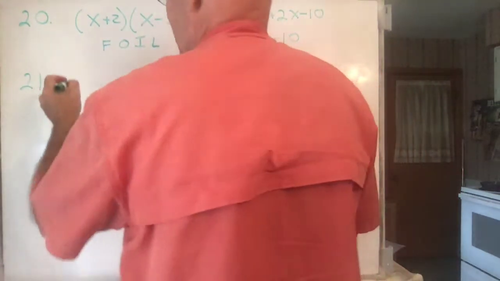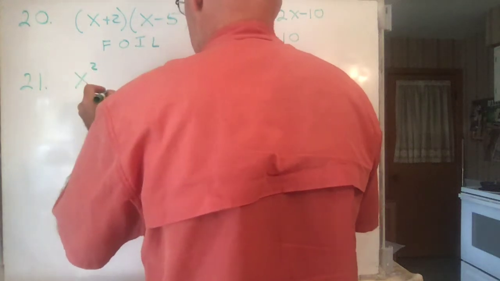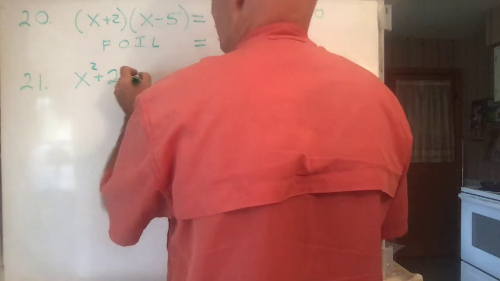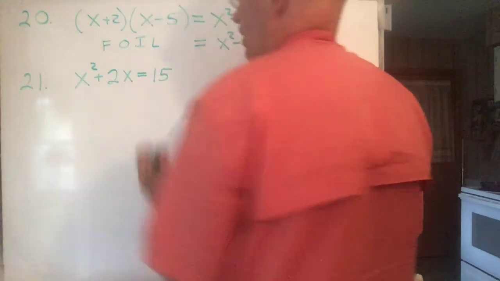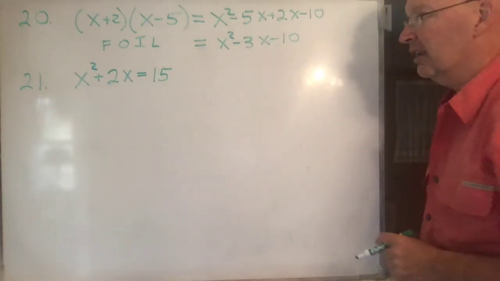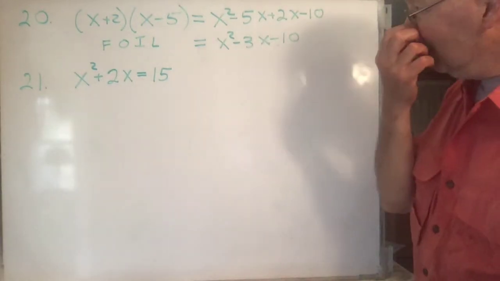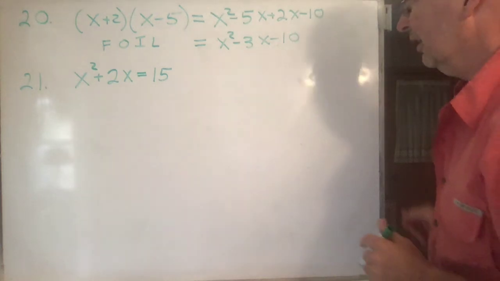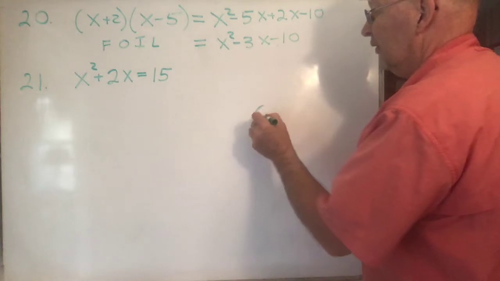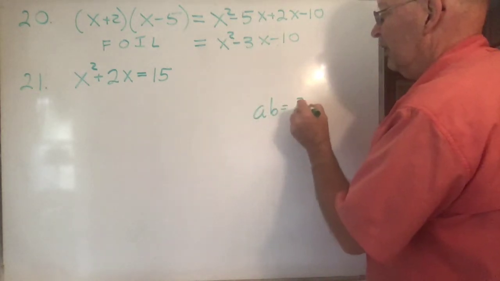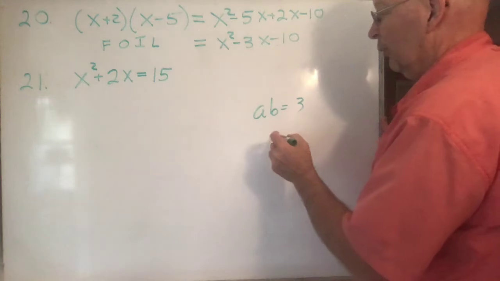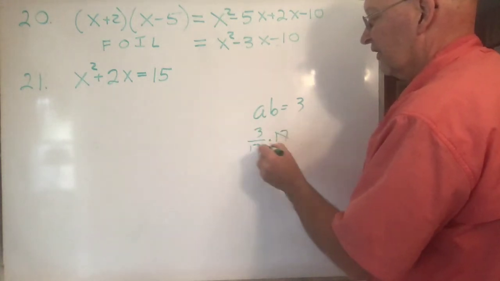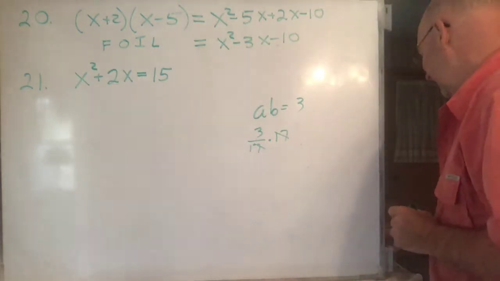21 says, solve this equation, x squared plus 2x is equal to 15. Okay, and I always tell my class, I think I probably said it on these series of videos as well, 0 is your friend. The reason 0 is your friend is because if you have a times b is equal to 3, a and b could be about anything in the world. They could be 3 over 17 and 17, for example. That multiplies to 3. Could be anything.